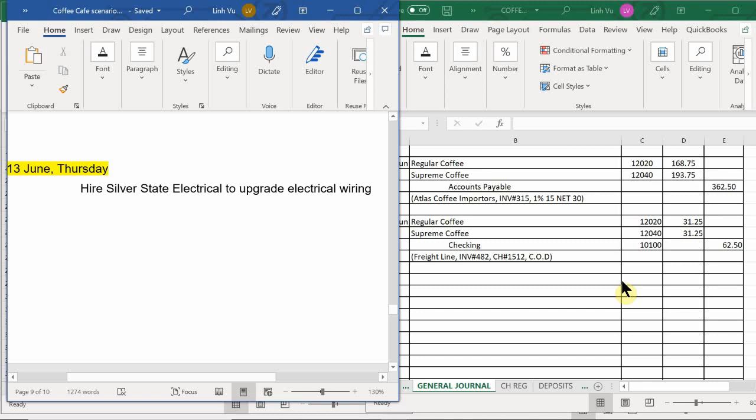We do it every 7 days here in this example. In real life, you have the choice to do it every week or every end of the month. In this case, because we're doing journals for the first time, I would recommend you do it every week, because right now we only have so many transactions.